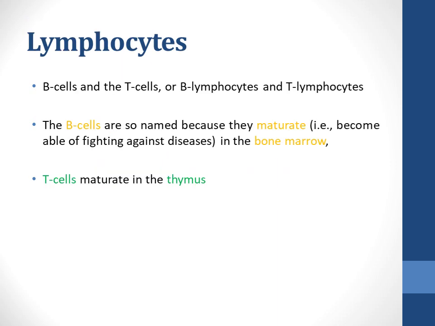Here we have two specific types of lymphocytes. We call them B cells and T cells, or B lymphocytes and T lymphocytes. B cells mature in the bone marrow. Mature means they are able to fight against disease. T cells mature in the thymus. Why do we focus on B cells and T cells alone? Because bone marrow and thymus are the primary lymphoid organs.